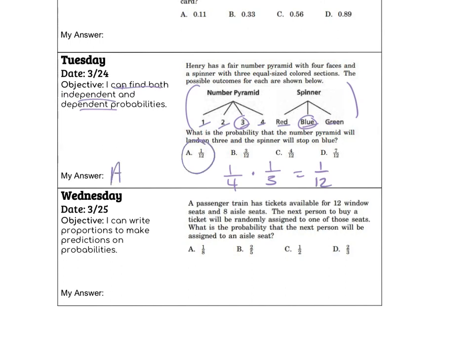Wednesday's warm-up. A passenger train has tickets available for 12 window seats and 8 aisle seats. The next person to buy a ticket will randomly be assigned to one of those seats. What is the probability that the next person will be assigned to an aisle seat?